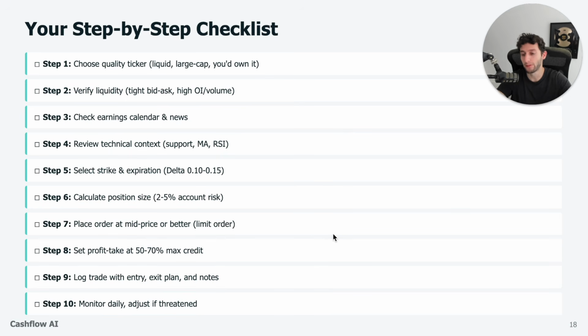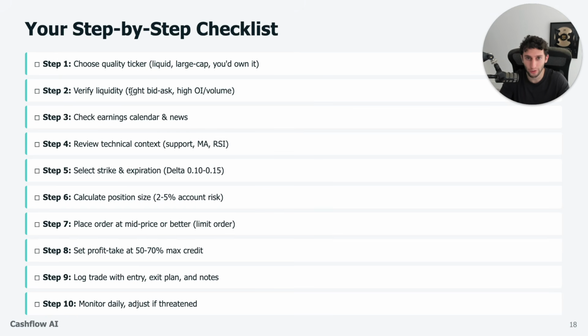And so now for the final step-by-step checklist that you can use to actually start using this strategy. First thing, choose a quality ticker, okay? Liquid, large cap, something that you're comfortable owning long term. Again, verify the liquidity, make sure there's a tight spread, high OI and volume. You can typically do this just by looking at SPY, QQQ, Apple, Tesla, Nvidia. All the big name stocks are typically very good with this.